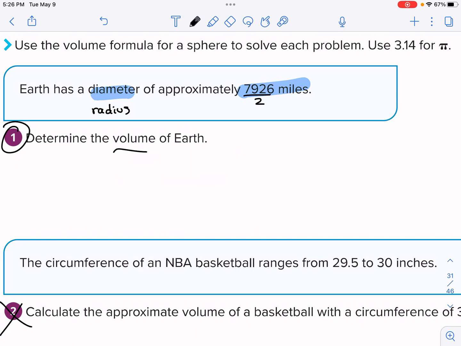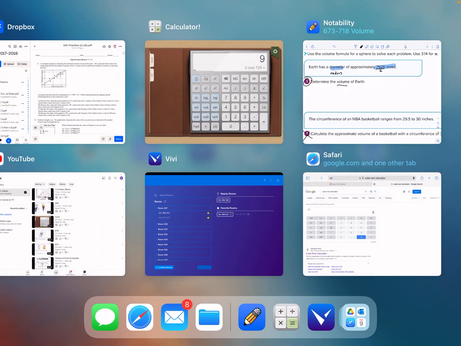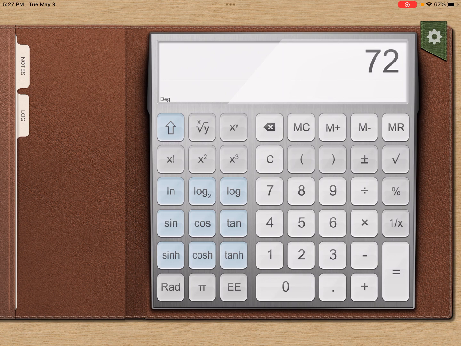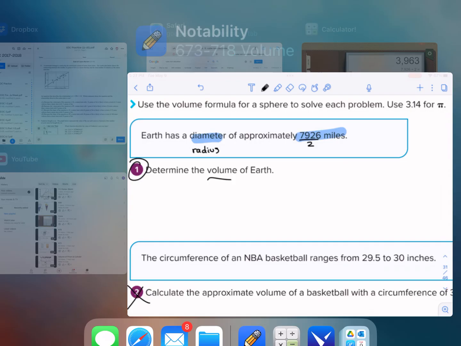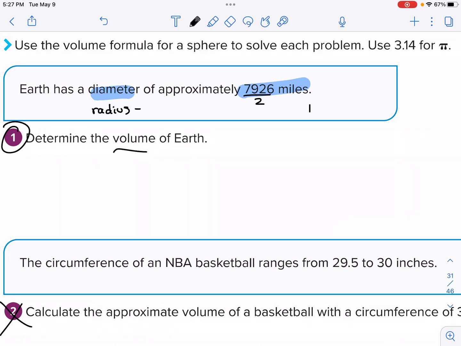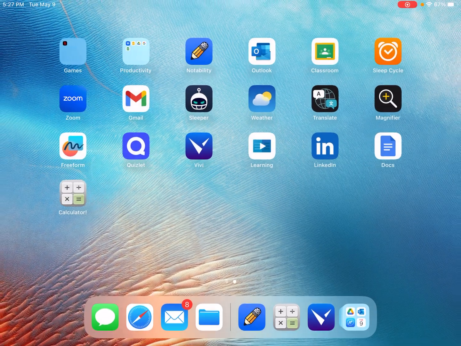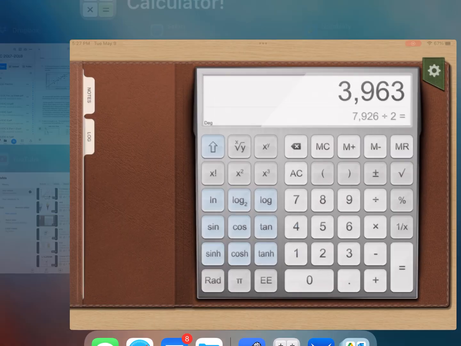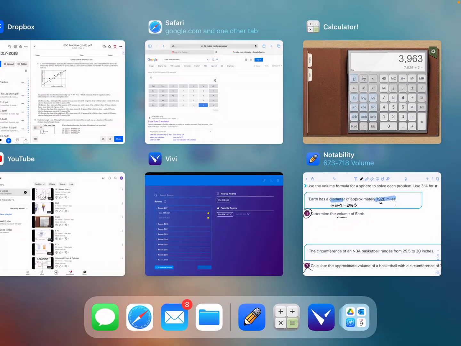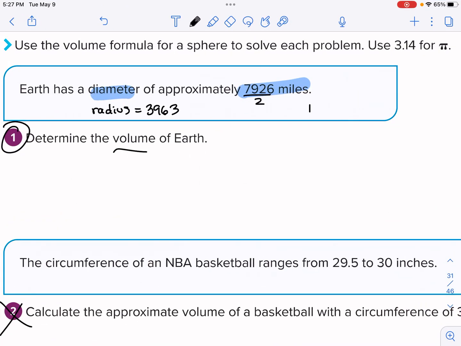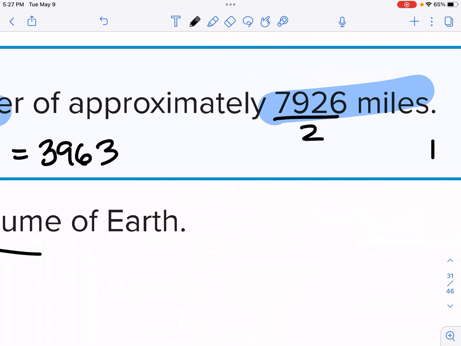What is 7,926 divided by 2? 3,963. Hopefully I got that right. 3,963. Okay. Now the diameter says, from end to end of the Earth, the spherical object.